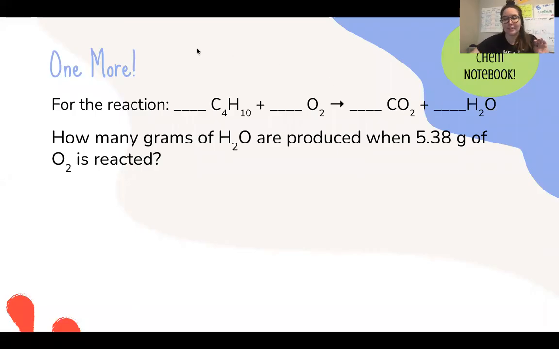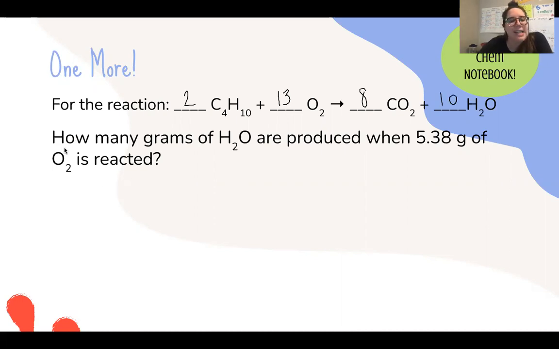All right, hello. As promised, this is our second grams to grams example. So first, we're going to balance this. This is the same one as in our last example. So we have a 2, 13, 8, and a 10.